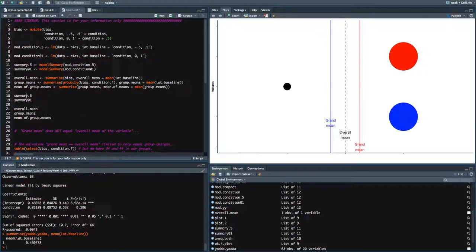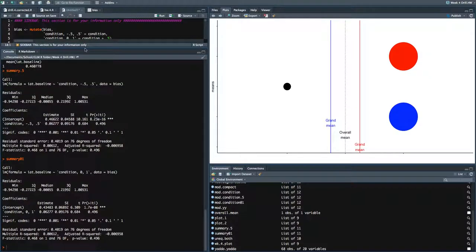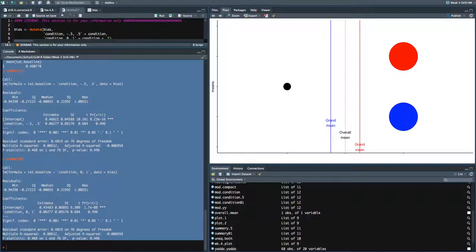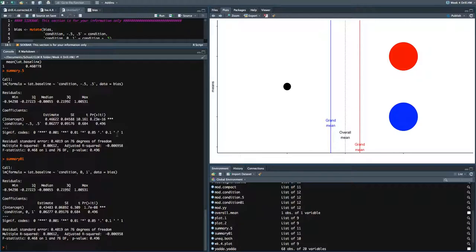But I want to get back to this portion right here, looking at the summary depending on whether it's coded right here. The condition is coded as -1/2 and 1/2, and right here it is coded as 0 and 1. So what I want to really reinforce is that the key to understanding the general linear model and to understanding interpreting regressions is remembering that the intercept is the estimate, it's the mean, it's the prediction when everything else in the model is 0.